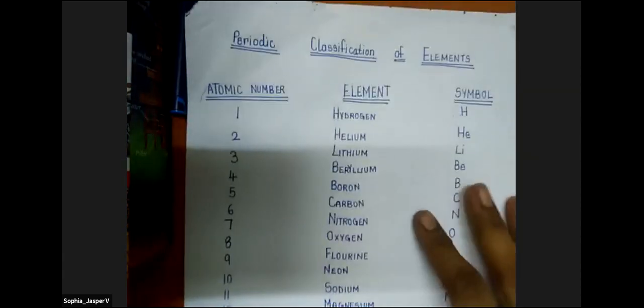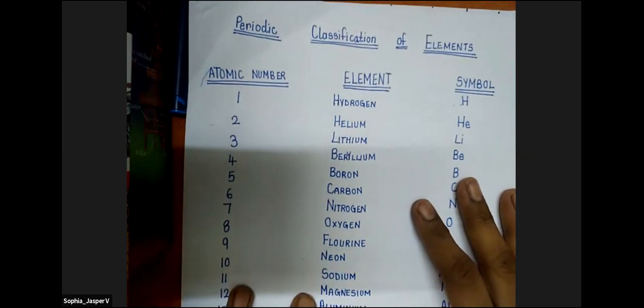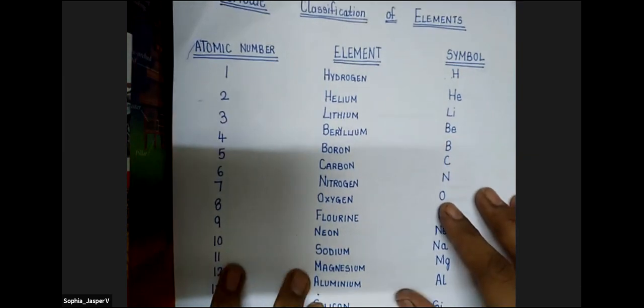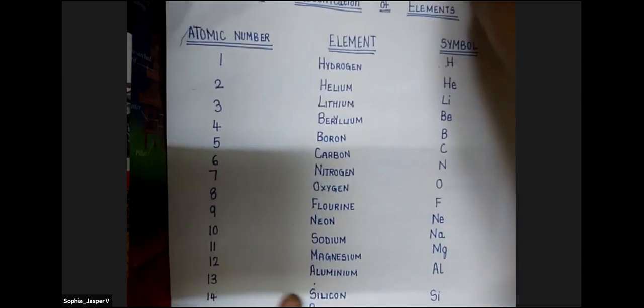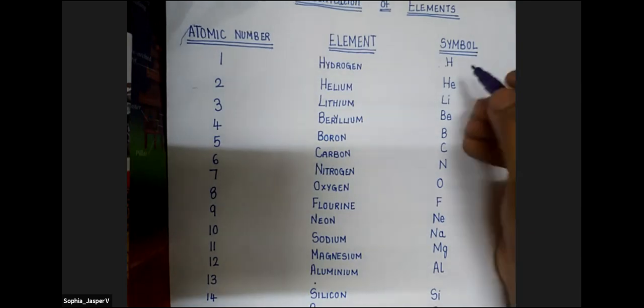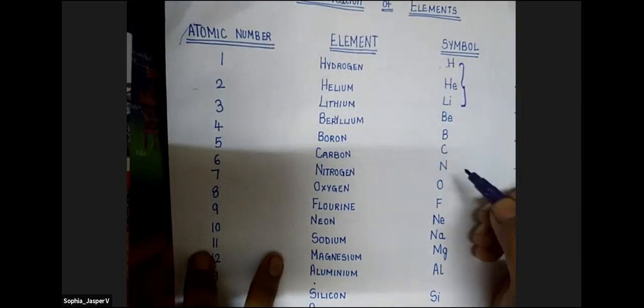First, let's write down the elements. Quickly, I will run through them. Hydrogen, helium, lithium, beryllium, boron, carbon, nitrogen, oxygen, fluorine, neon, sodium, magnesium, aluminium, silicon, phosphorus, sulfur, chlorine, argon, potassium, and calcium. Got them all written? Now we're going to group them together.